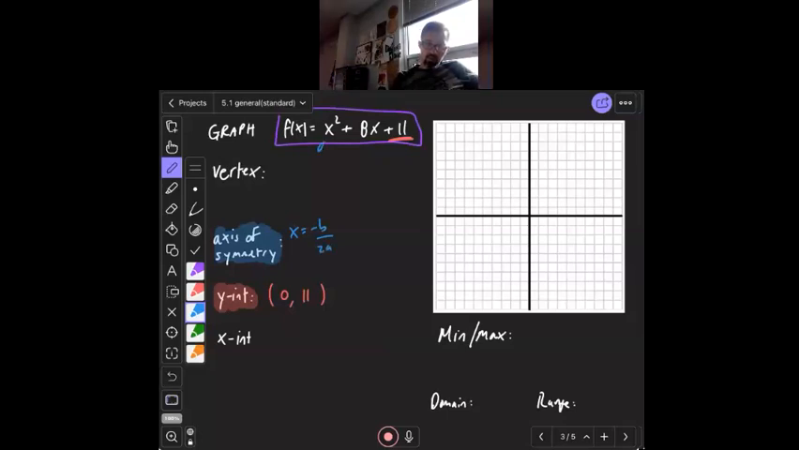Yeah, so make sure you know your a value, your b value. So negative 8 over 2 times 1, which is negative 8 over 2, which is equal to negative 4. Okay. X equals negative 4. That's an equation of a line, so you do need to write it as an equation. It's not okay just to say 4. Okay.